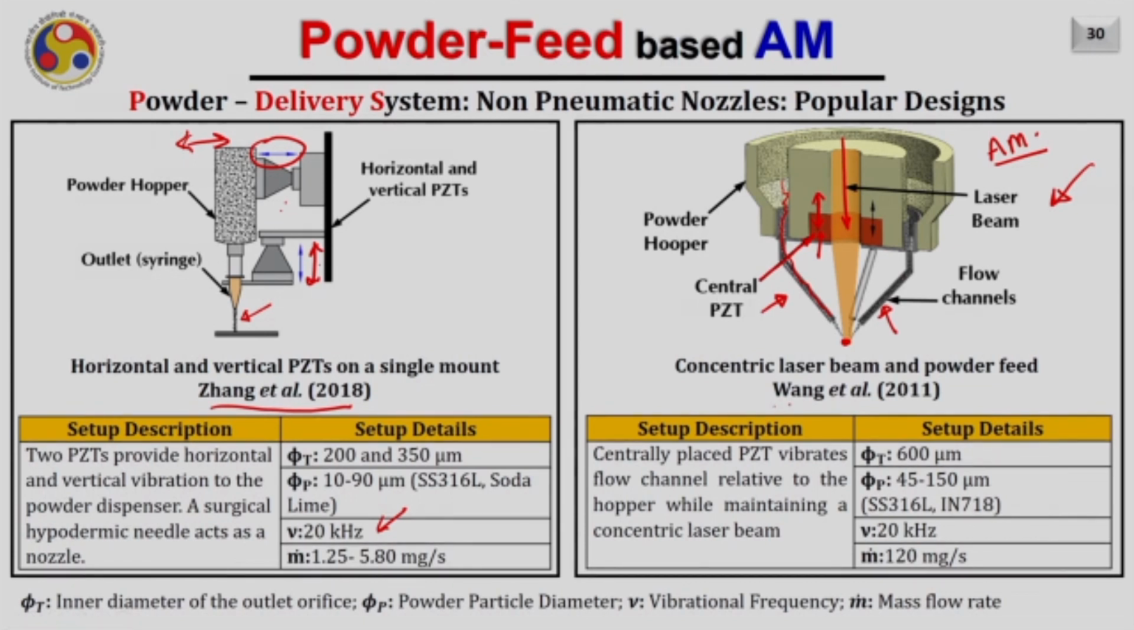Wang et al. in 2011 tested it for stainless steel and Invar. They typically used a vibration of 20 kilohertz and were able to deposit the material with a flow rate of 120 milligram per second. So, this is a very promising system and an already available non-pneumatic system for delivering the powder in powder feed based additive manufacturing without using any carrier gas.